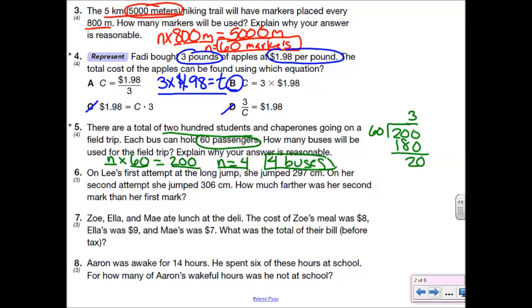On Lee's first attempt at the long jump, she jumped 297 centimeters. On her second attempt, she jumped 306 centimeters. How much farther was her second mark than her first mark?